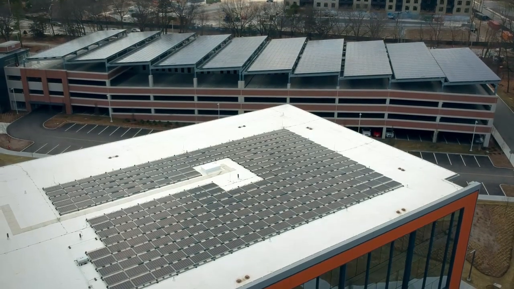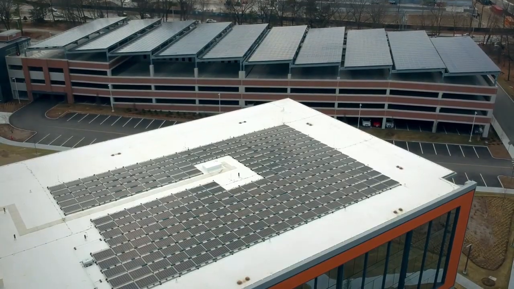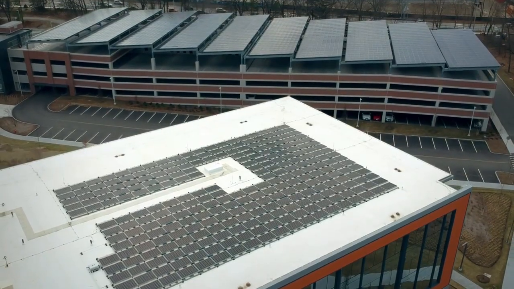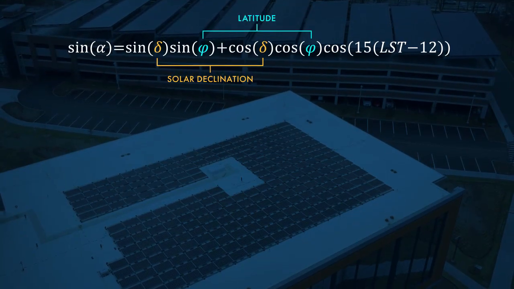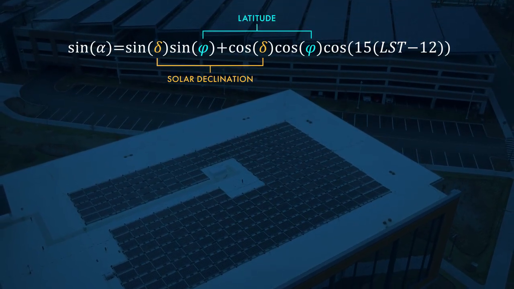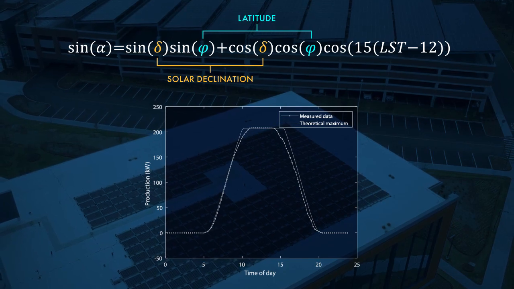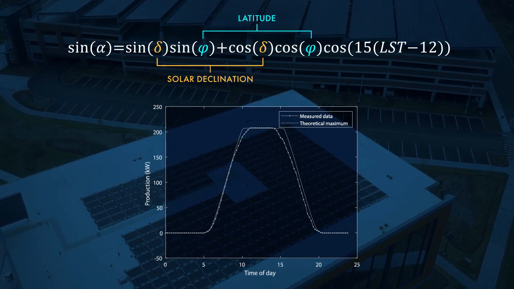So let's get started. This is one of the buildings at MathWorks headquarters in Natick, Massachusetts. See all those nice solar panels? Well, let's see if they're working properly. There's a theoretical model that says what the energy production should be. Let's implement that and compare it with the actual data recorded from the panels.